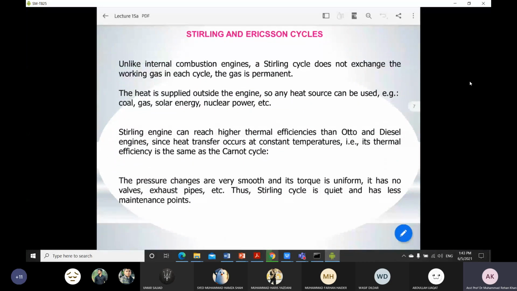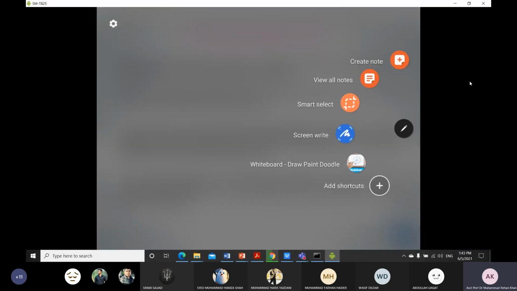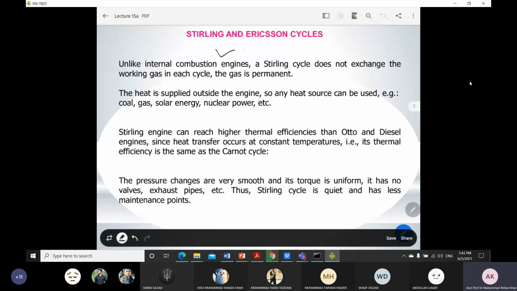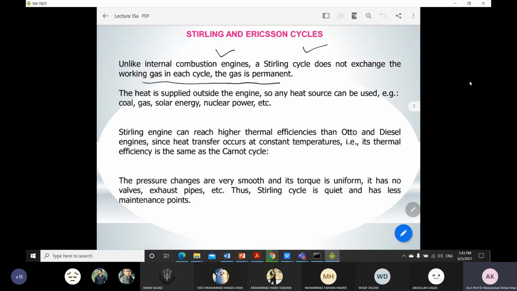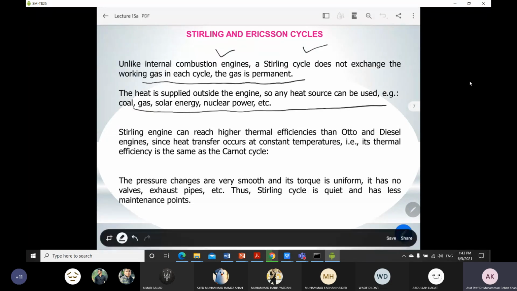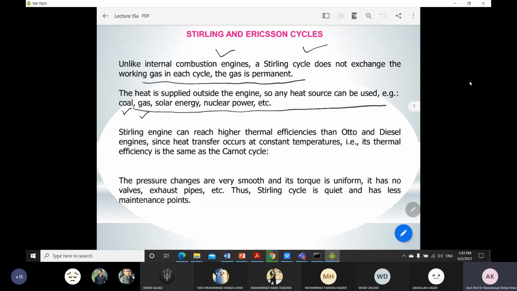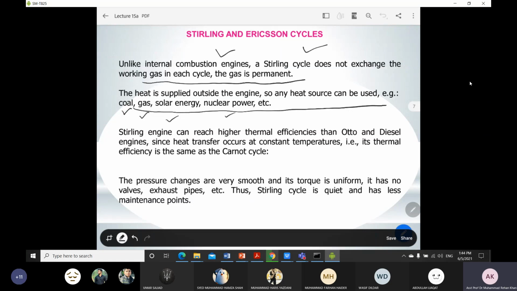These are some points which we already discussed: unlike an internal combustion engine, a Stirling cycle does not exchange the working gas in each cycle, the gas is permanent, and the heat is supplied outside the engine, so any heat source can be used. That is a good thing, because we can use coal, gas, solar energy, nuclear power, or many types of energy, since combustion takes place outside of the cylinder.